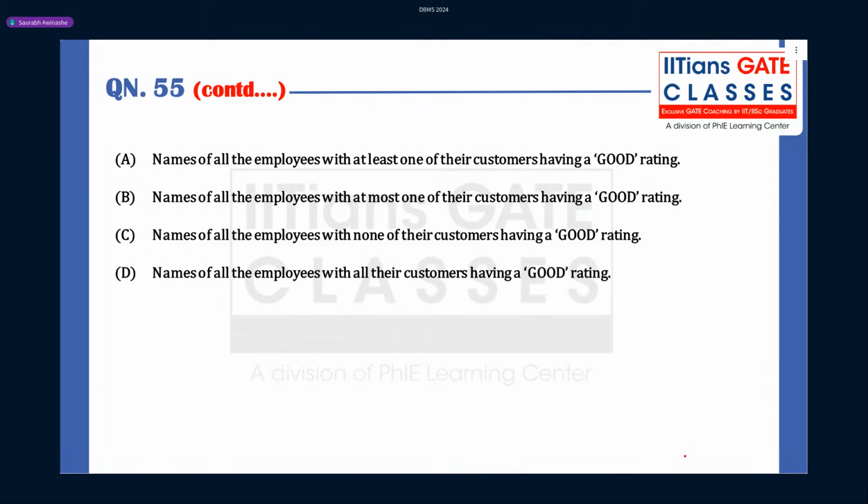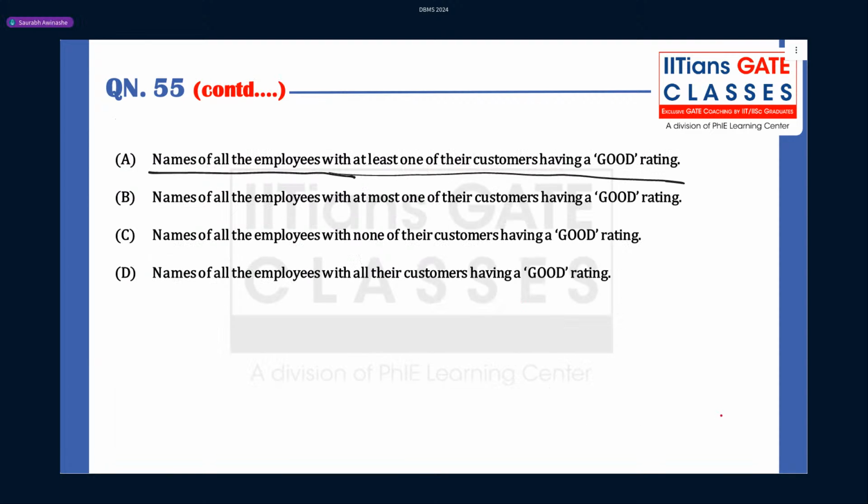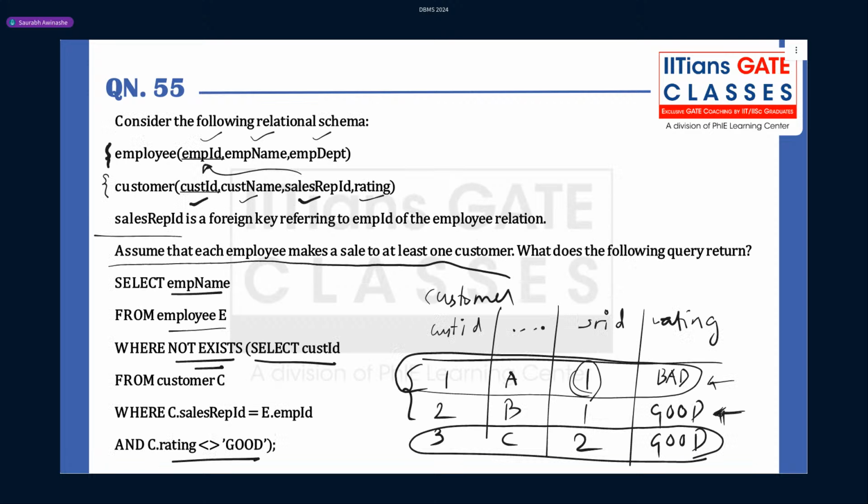Right? So based on this, let's look at the options. Option A says that the query displays the names of all the employees with at least one of their customers having a good rating. This is clearly false, right? We saw the example. One customer had the good rating, but still it was not displayed for employee ID 1. If you look at option B, it says that names of all the employees with at most one of their customers having a good rating. Again, that is also not true because this is the counter example, right?